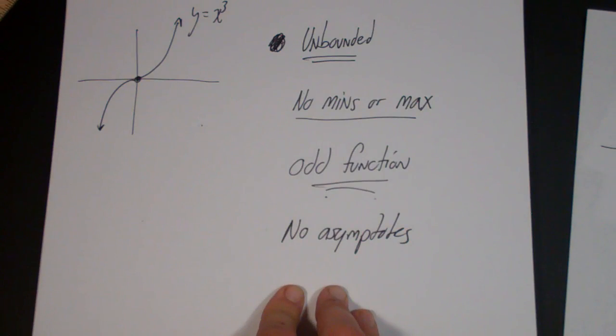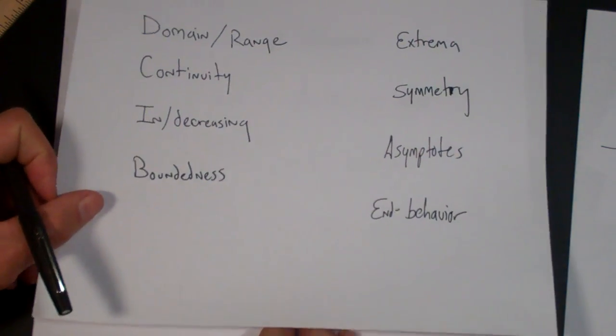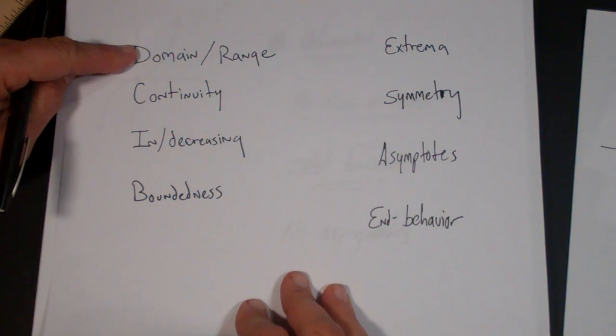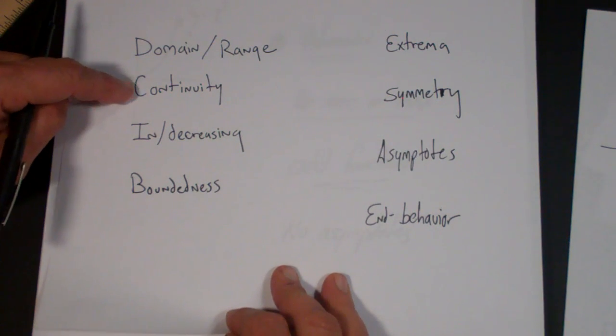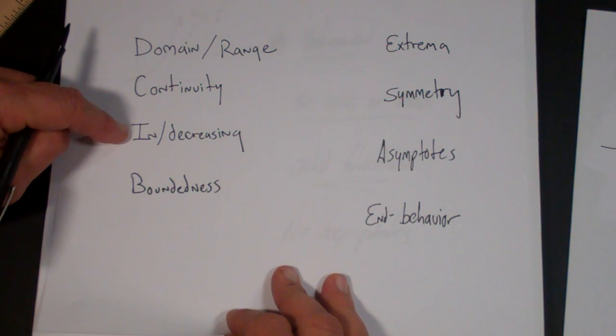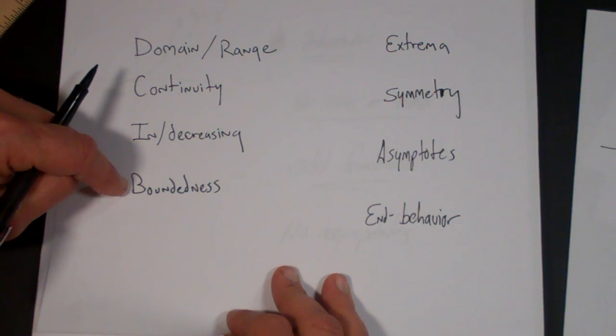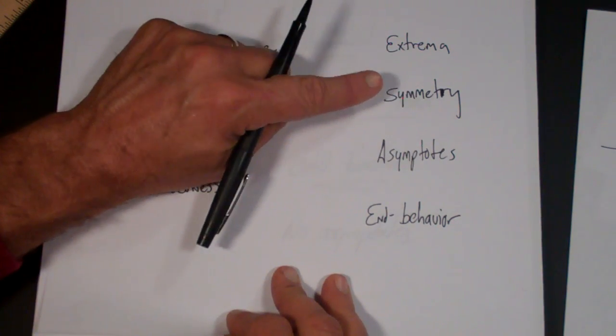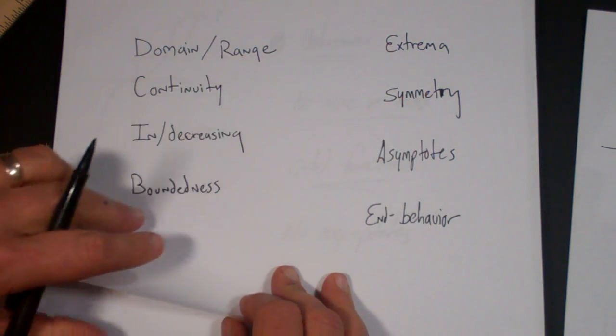Let's review real quick. We have one more to go. The domain and range are all real numbers. It's continuous at all points. It's increasing at all points. It's unbounded. There are no extrema. It's an odd function, and there are no asymptotes.